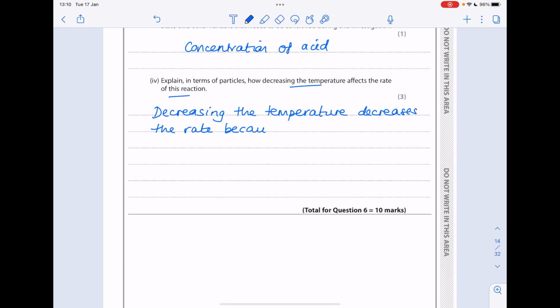Because the particles have less kinetic energy, there is a decreased frequency of successful collisions.